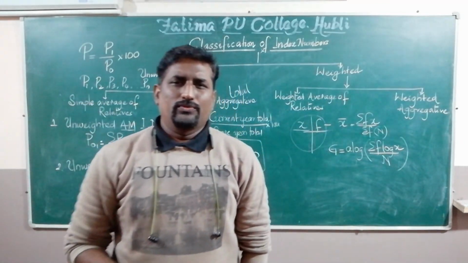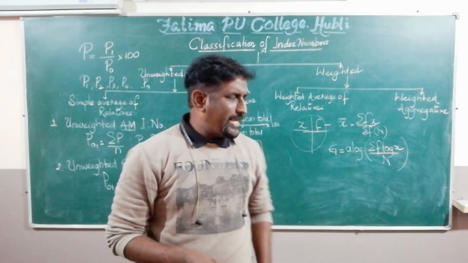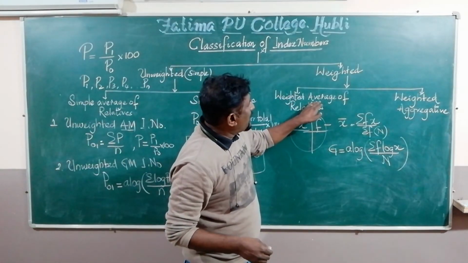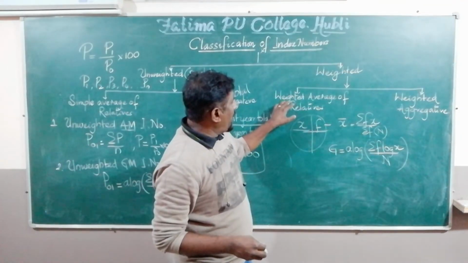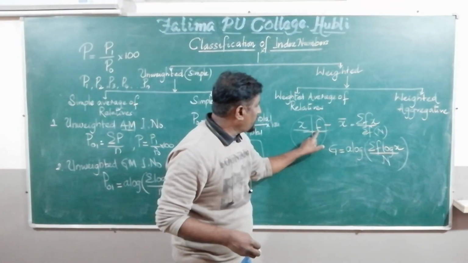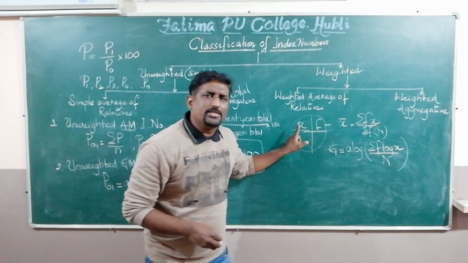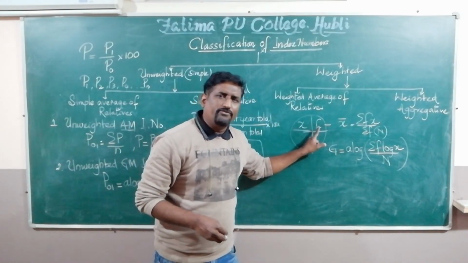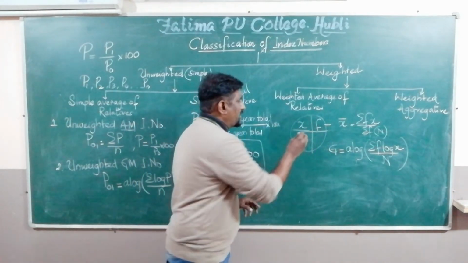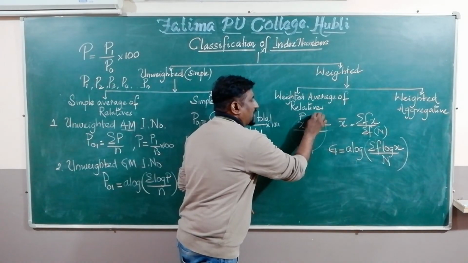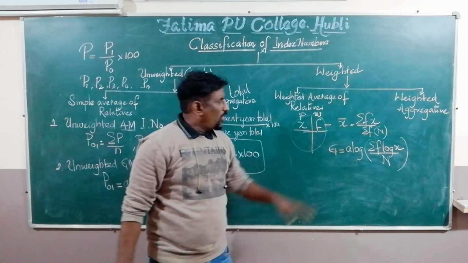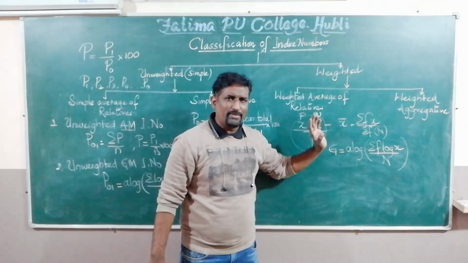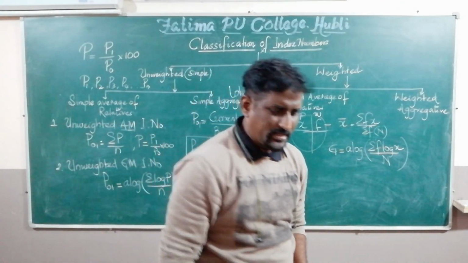Okay, now what should we do? The same thing is applied, students, to the weighted average of relatives. Now the weights here are like frequencies for us. X is P, F is weights. I'll write it here: it will be P, it will be W. So how can we write it here? Just imagine, and based on that we will start writing it.